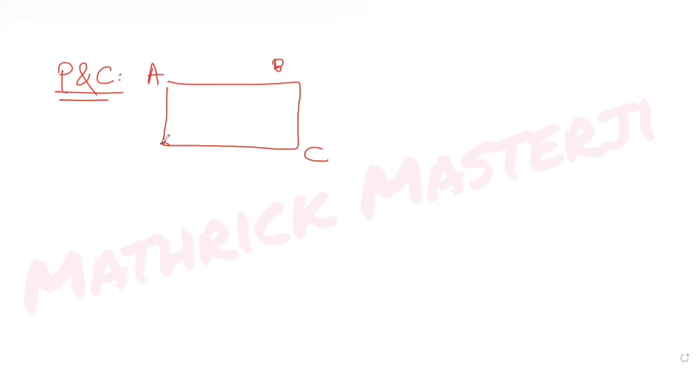Let's see today's question. Today's question we are taking up from the topic of permutations and combinations. The question tells us to consider a rectangle ABCD having 5, 7, 6, 9 points in the interior of the line segments AB, CD, BC, and DA.